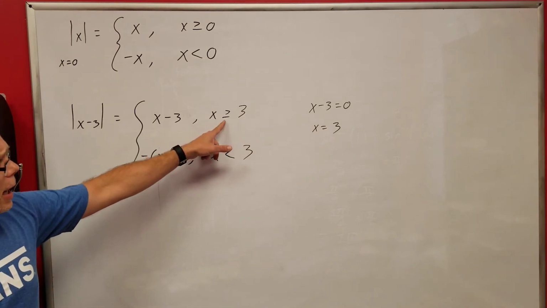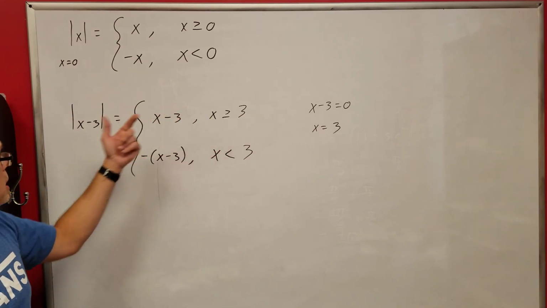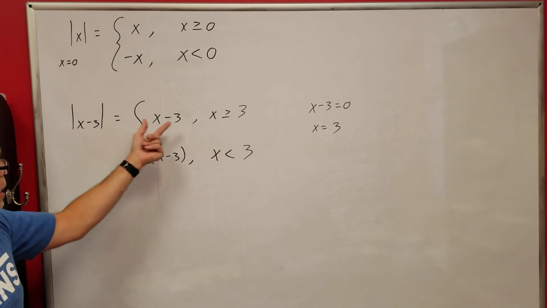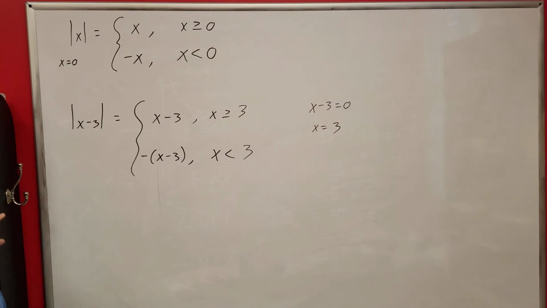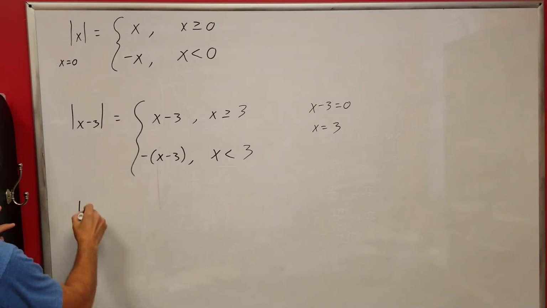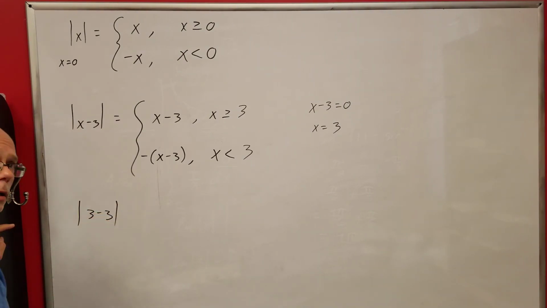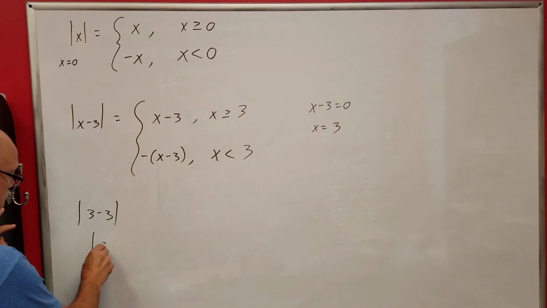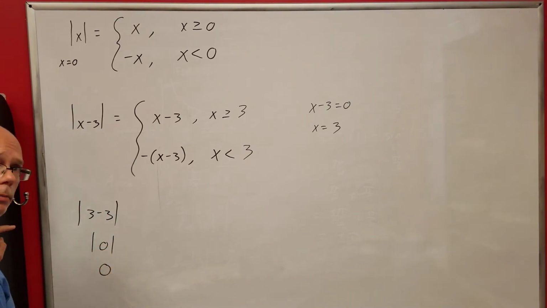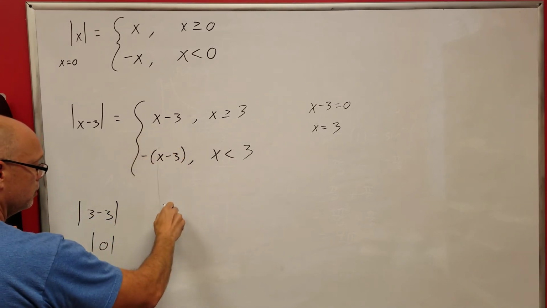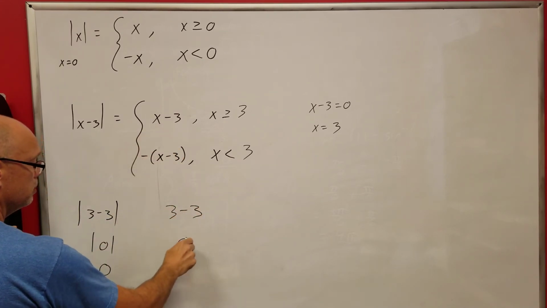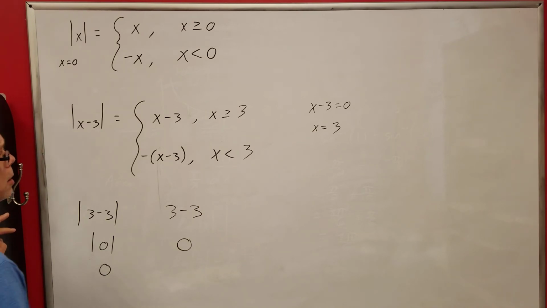What happens if x is equal to 3? Is the absolute value here equal to this part? If x is equal to 3. Let's test it. If x is 3, we have 3 minus 3, right? So that's the absolute value of 0, which is 0, right? Is that the same as substituting 3 in here? 3 minus 3 is what? 0. So that part works.